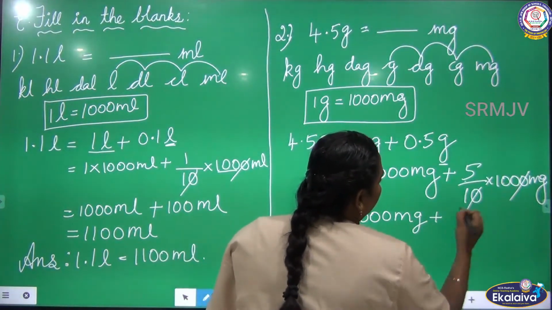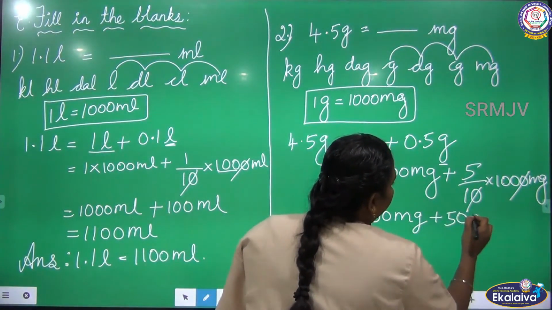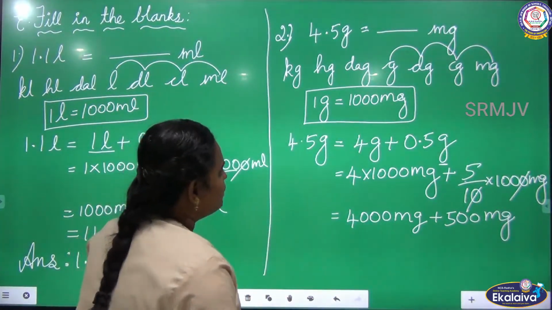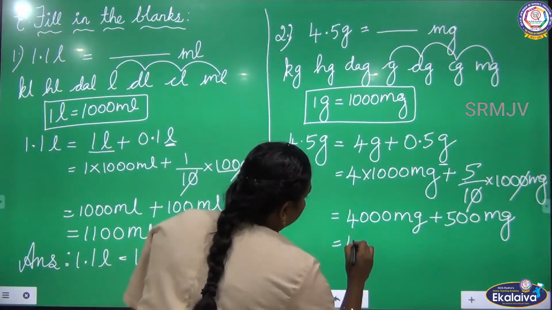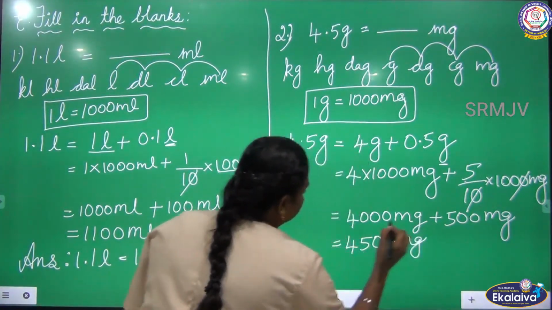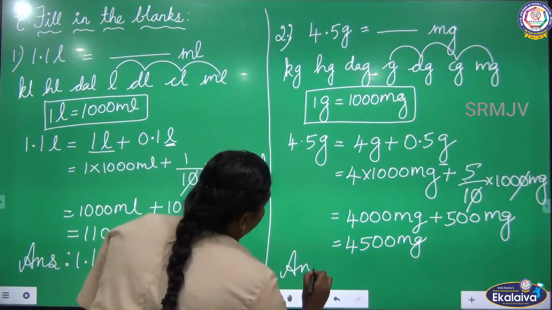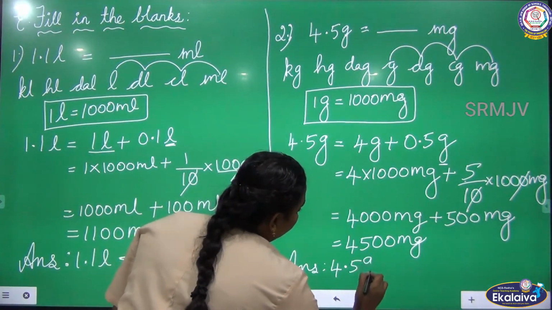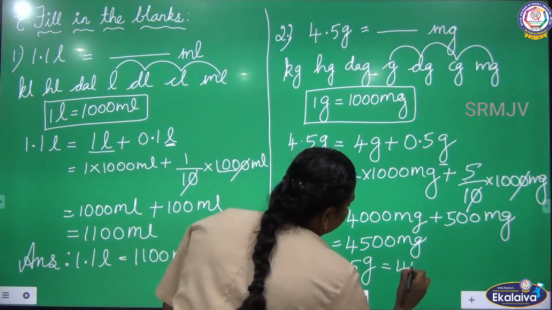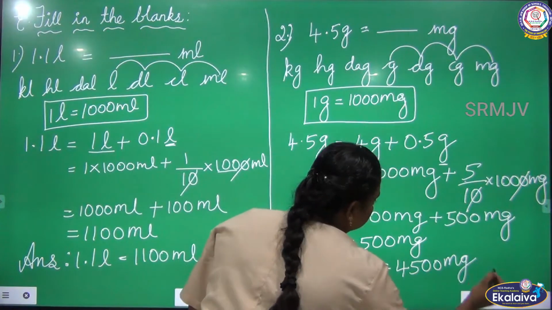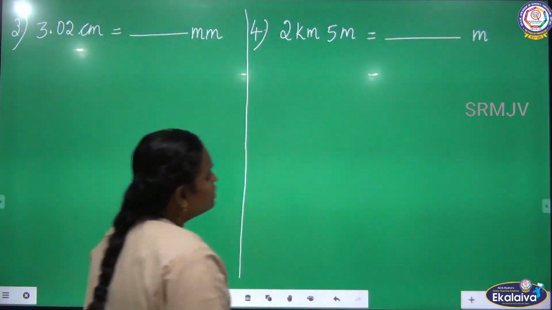Next, 5 into 100, 500 milligram. So 4000 plus 500, 4500 milligram. So tell me the answer. 4.5 gram equals 4500 milligrams.